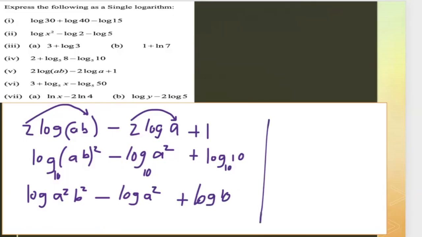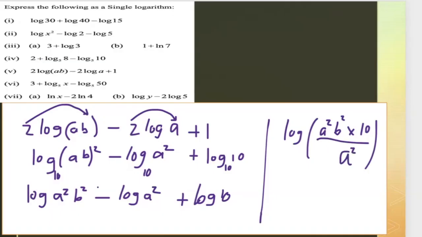And just as I mentioned, you are going to write log once. In the numerator, you have a squared b squared times 10, all over the a squared that's in the denominator. So positive numerator, negative denominator. These cancel. So that means we have log b squared times 10, which is the same thing as saying 10b squared. Now, the next one I'm going to leave for you to do.